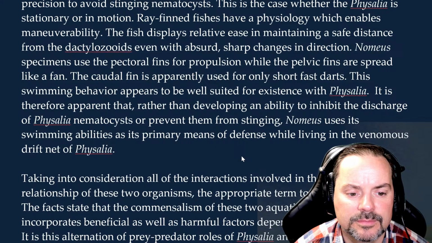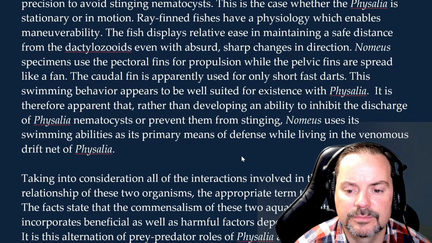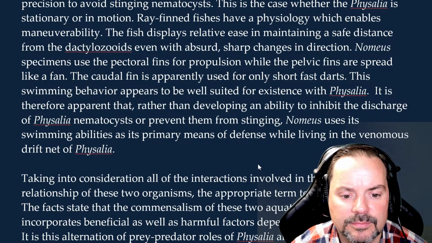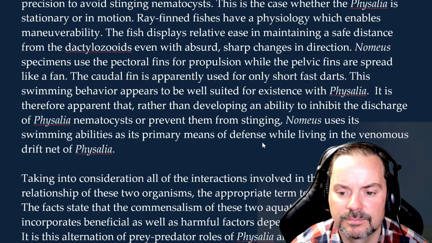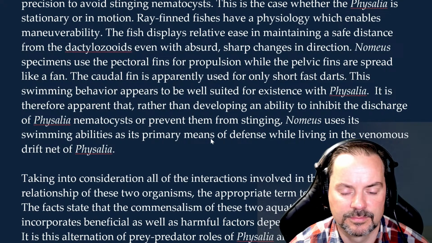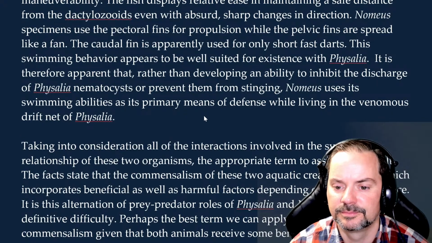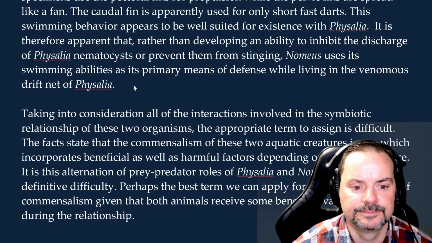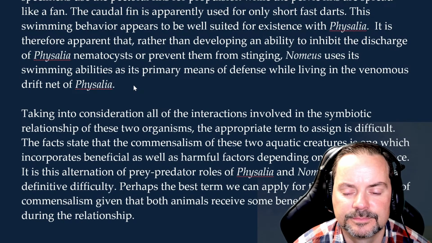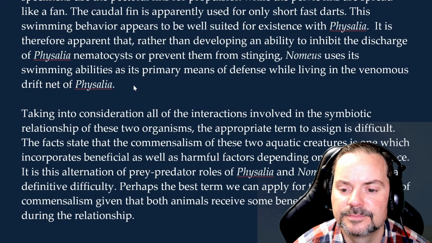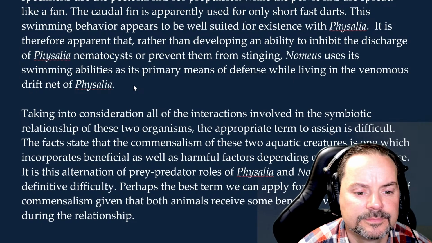Nomius specimens use the pectoral fins for propulsion, while the pelvic fins are spread like a fan. The caudal fin is apparently used for only short, fast darts. This swimming behavior appears to be well suited for existence with physalia. It is therefore apparent that rather than developing an ability to inhibit the discharge of physalia nematocytes, or prevent them from stinging, Nomius uses its swimming abilities as its primary means of defense while living in the venomous drift net of physalia.